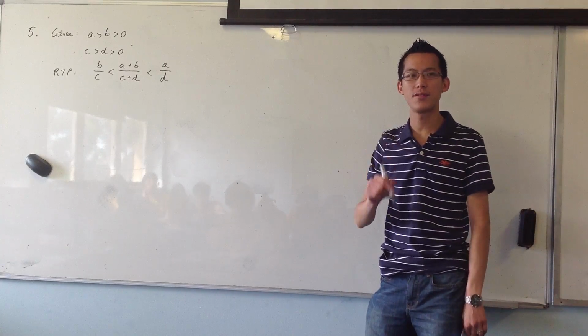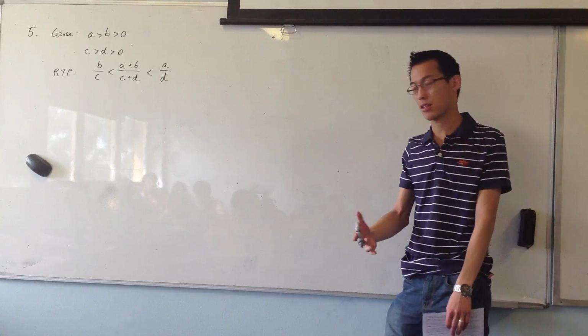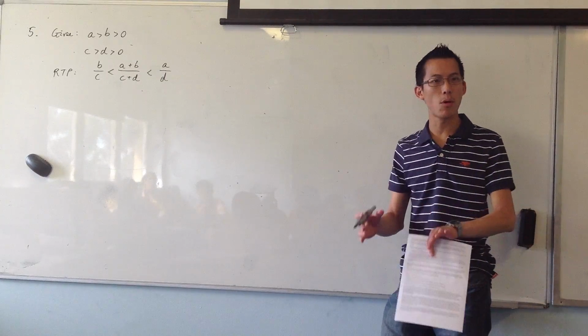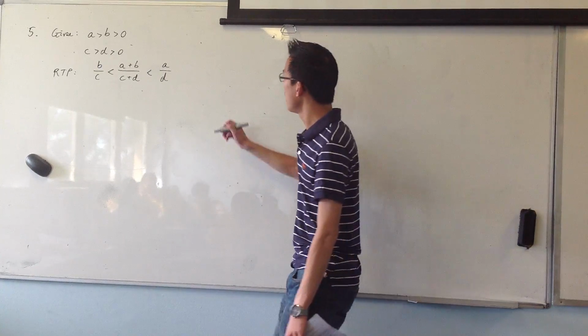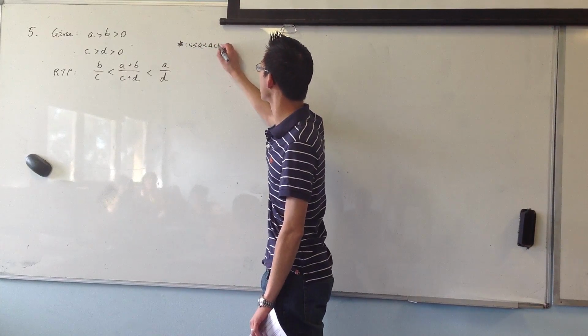So multiplication and division of inequalities, you must be really careful with. Okay, you have to think it through. In some ways, the most important thing, the biggest tip I can give you, is make sure your inequalities are always facing in the same direction.